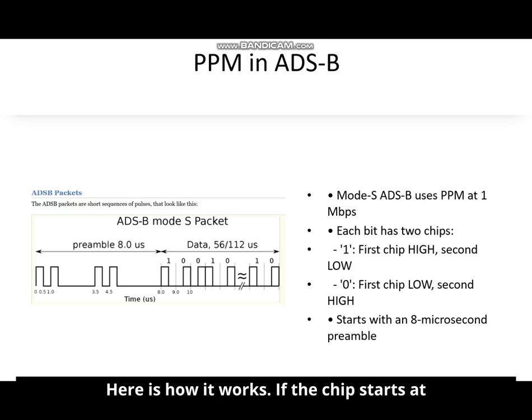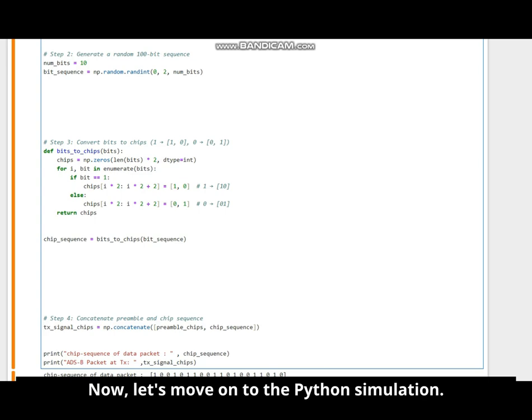Here's how it works. If the chip starts at 1 and then drops to 0 after 0.5 microsecond, it represents bit 1. If the chip starts at 0 and then rises to 1 after 0.5 microsecond, it represents bit 0. Now, let's move on to the Python simulation. We have implemented a function called bits_to_chips that converts a bit sequence into our custom PPM modulation format. This function ensures that each bit is correctly mapped into chips based on our encoding rule.